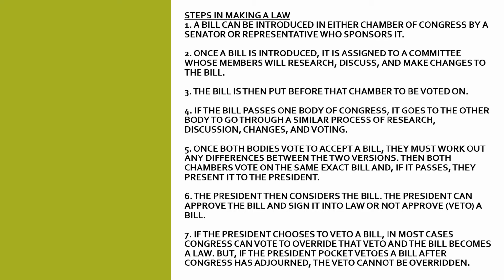6. The President then considers the bill. The President can approve the bill, and sign it into law, or not approve, veto, a bill. 7. If the President chooses to veto a bill, in most cases, Congress can vote to override that veto, and the bill becomes a law. But, if the President pocket vetoes a bill after Congress has adjourned, the veto cannot be overridden.